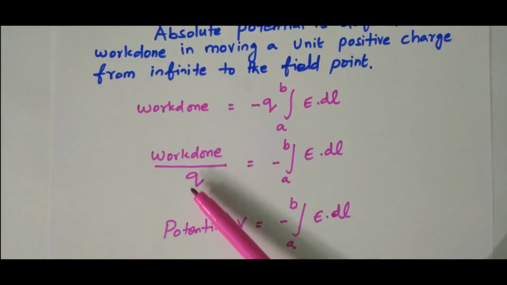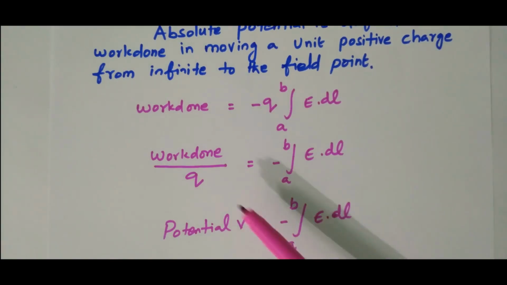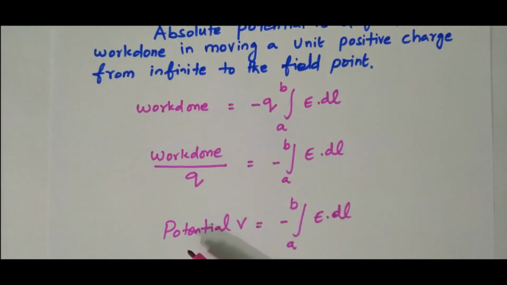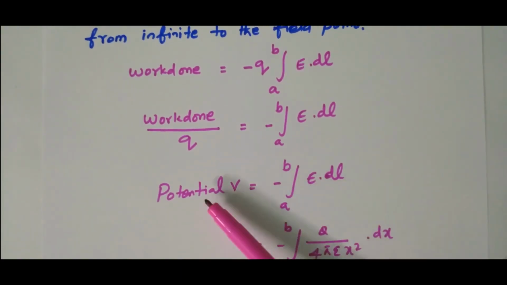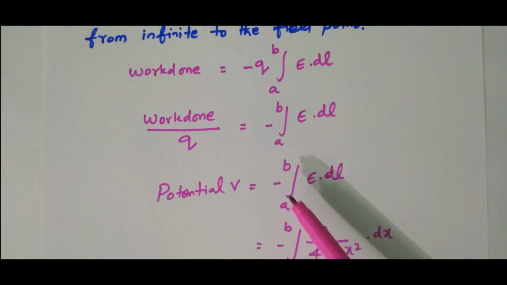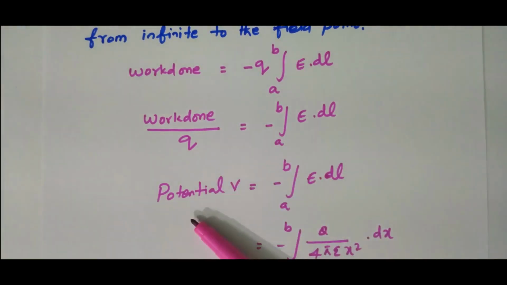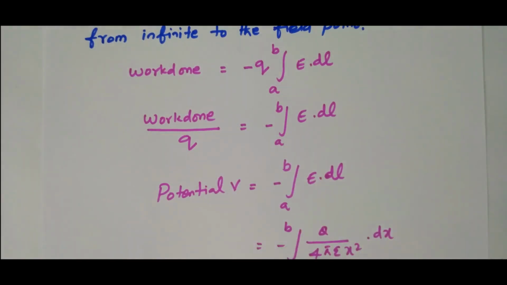Work done by charge, what is the work done by the charge? From the definition it is clearly given: work done in moving a unit positive charge. So work done by charge is nothing but potential V, right? So the potential V is equal to minus integral a to b E dot dl. Work done in moving a unit positive charge can be replaced as potential.